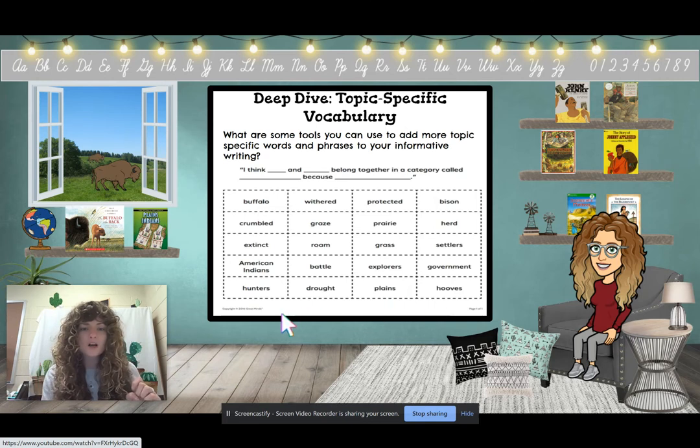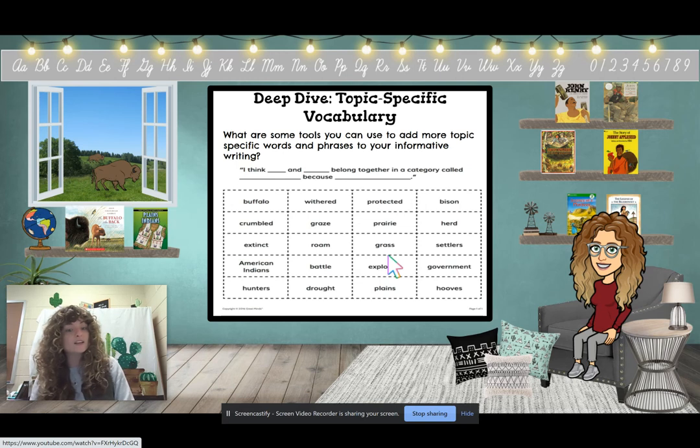I wouldn't use words like the hunters use their hooves to make good soil, right? I could say the buffalo's hooves made the soil rich and wet. I could say the American Indians protected the buffalo by keeping the grasses healthy. I could also say the government brought drought to the land after the Indian Wars. So in the Ed puzzle, I want you to tell me a topic-specific word and a vocabulary word that we could use in a sentence.